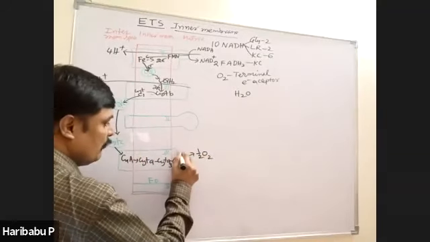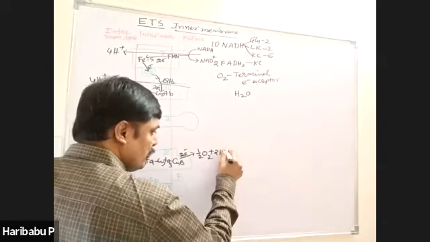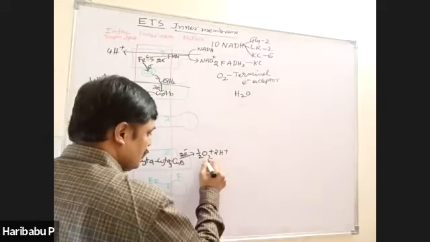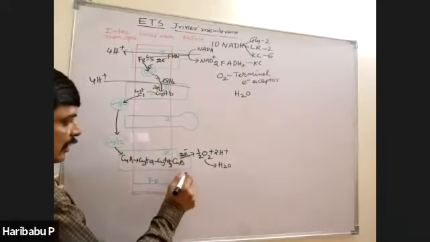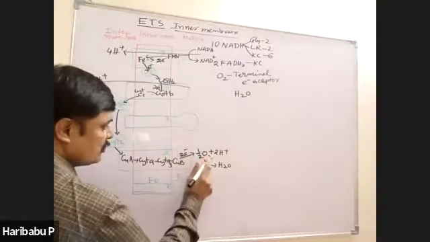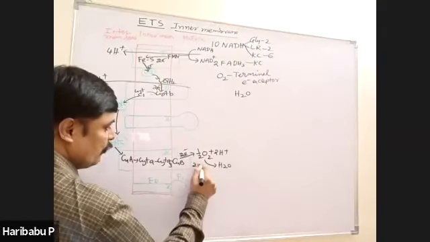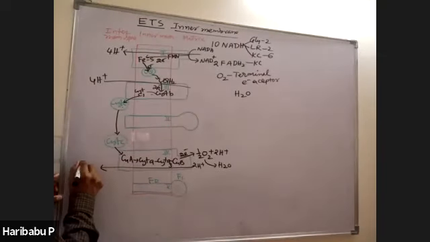Now this cytochrome B gives electrons to oxygen, that is half O2, and 2 protons are consumed here. As a result, a water molecule is generated. Here 4 protons must actually be transferred, but 2 protons are utilized here. Therefore, only 2 protons are transported from the matrix into the intermembrane space.